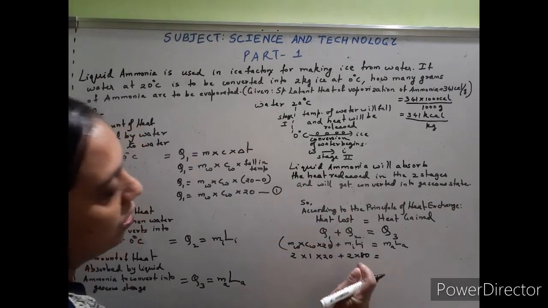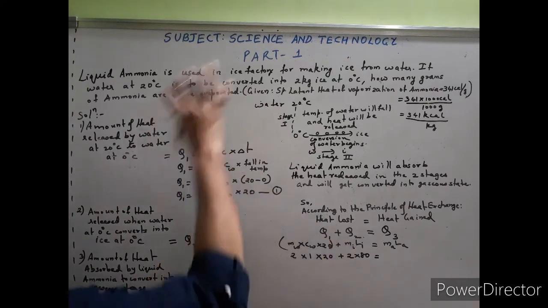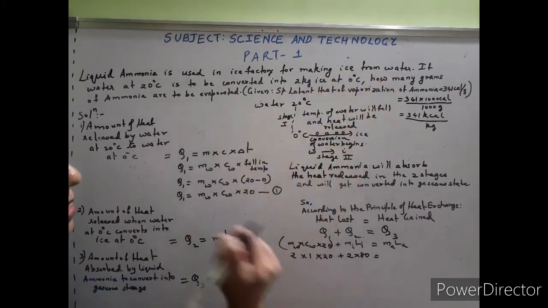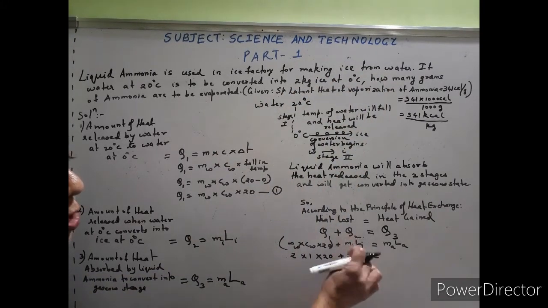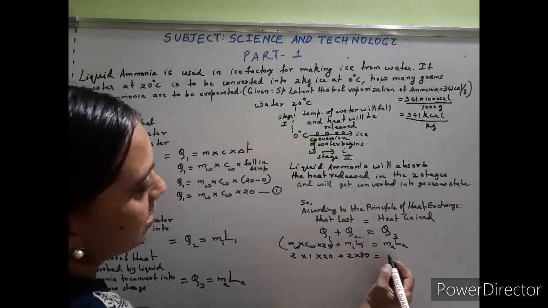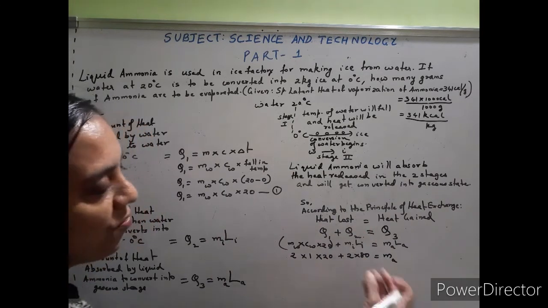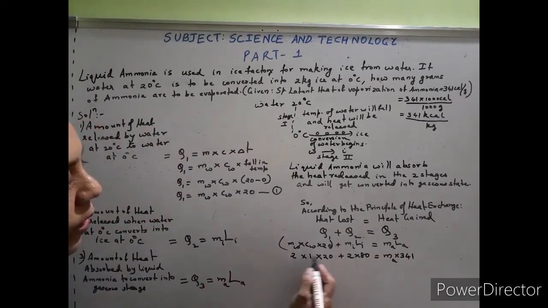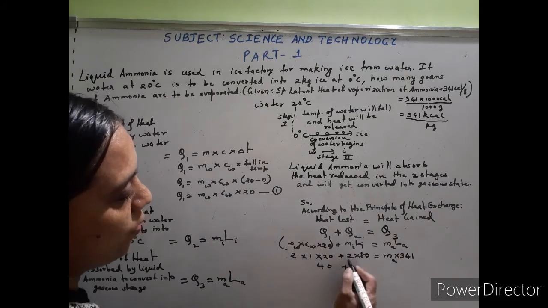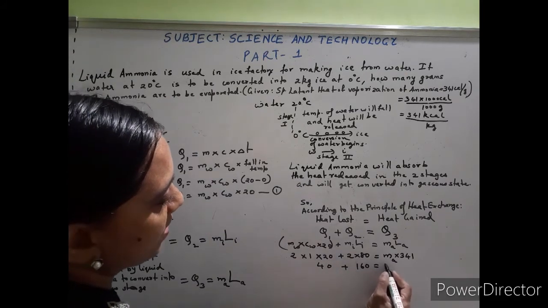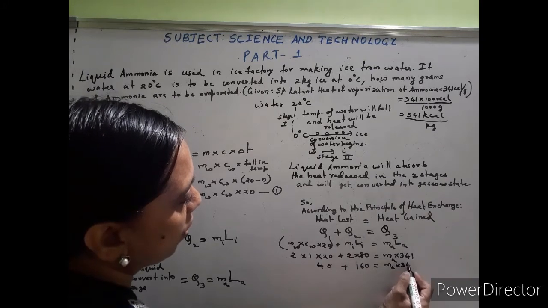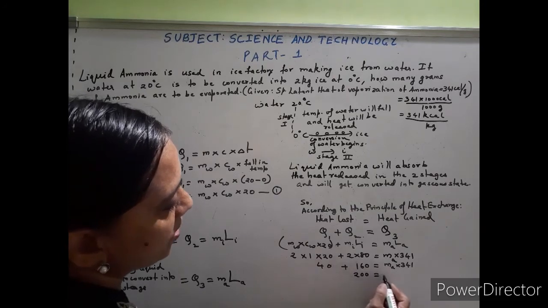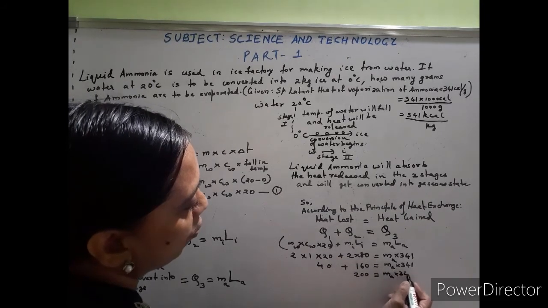This you have to remember on your own. यहाँ nowhere it is given. यहाँ given नहीं है. given सिर्फ specific latent heat of vaporization of ammonia था. ये तुमको अपने आप याद रखना है and you have to substitute here. So 2 into 80 is equal to mass of ammonia you don't know, we have to find, into 341. So 2 into 20 will be 40 plus 2 into 80 will be 160 is equal to Ma into 341. 40 plus 160 will give you 200 is equal to Ma into 341.